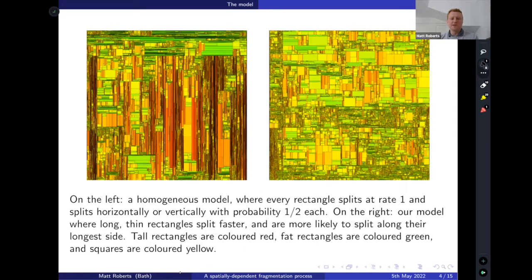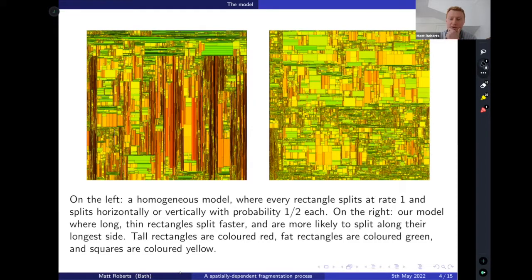Okay, and if we do some simulations, here are some pictures. I might try and share the actual videos maybe at the end, because I'll have to stop sharing my screen and share a different window. But on the left here, you've got a homogeneous model. Here, every rectangle splits at a constant rate 1 and has probability 1/2 of splitting vertically or horizontally. And you see you get lots of long, thin rectangles just through random fluctuations.